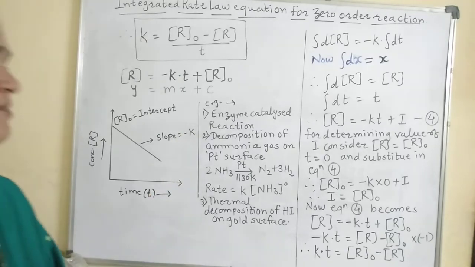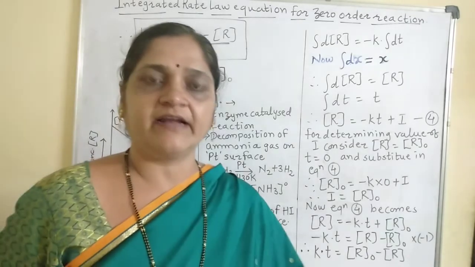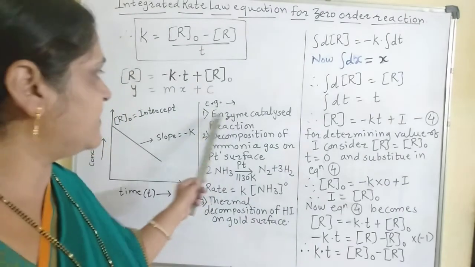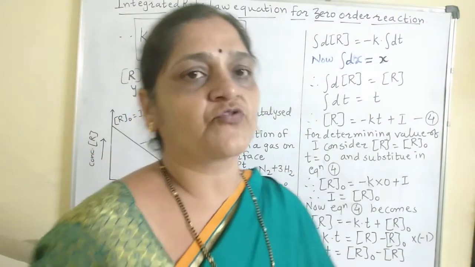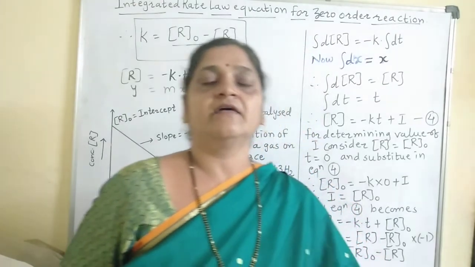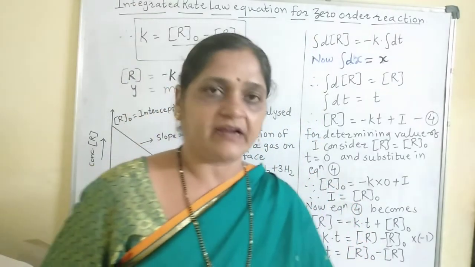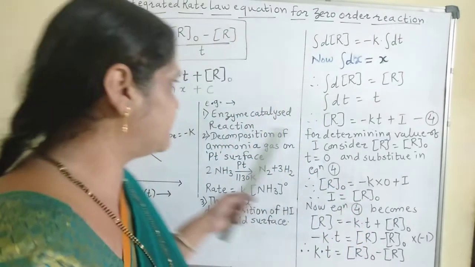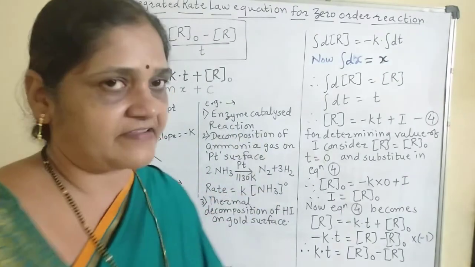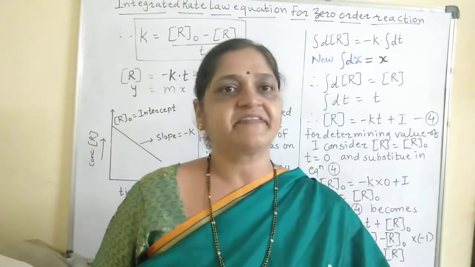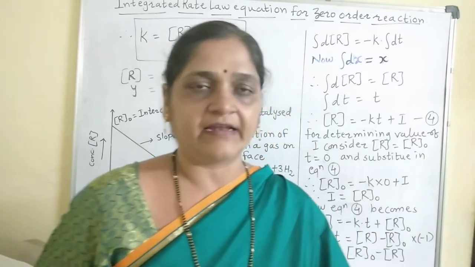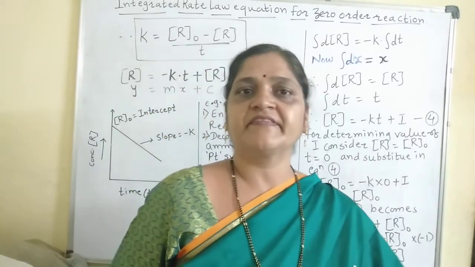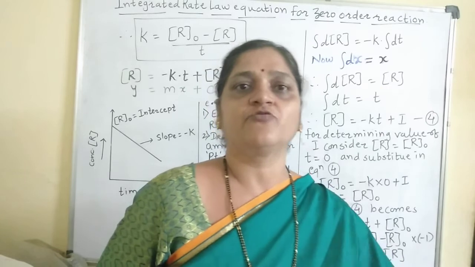Now consider some examples of zero order reactions. First is the enzyme catalyzed reaction. Actually, zero order reactions are not so common. They occur under some special conditions, and the first is the enzyme catalyzed reaction. You know from the surface chemistry chapter how enzyme catalyzed reactions work and how the enzyme helps convert the reactant into product.